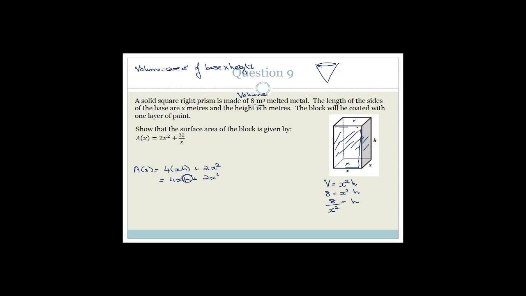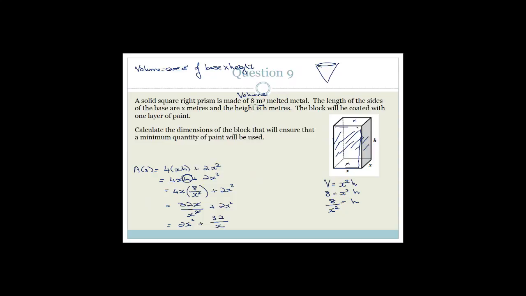But now we're going to substitute for that h, because you'll notice there are no h's here, and they asked us to solve for h earlier. So we've got 4x times 8 over x squared plus 2x squared. 4 times 8 is 32, so you've got 32x over x squared plus 2x squared. We can cancel that with that, and we're left with 2x squared plus 32 over x. There we go.